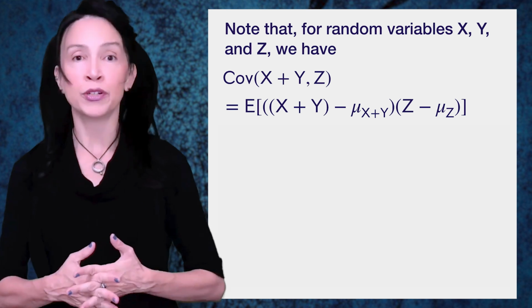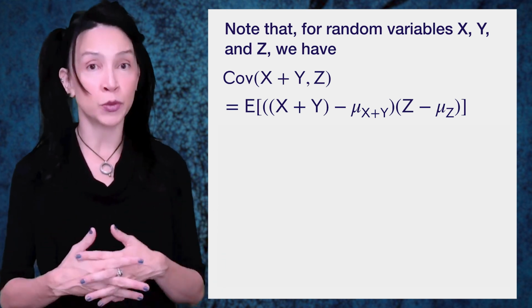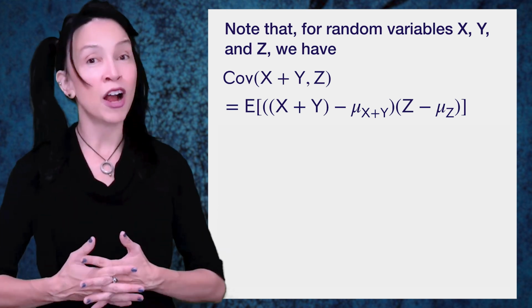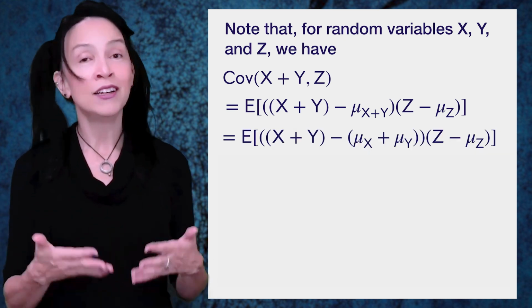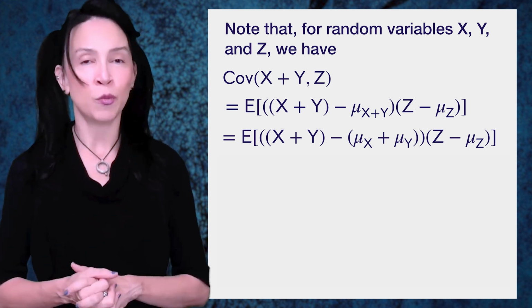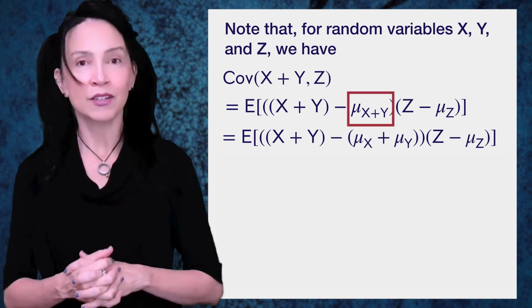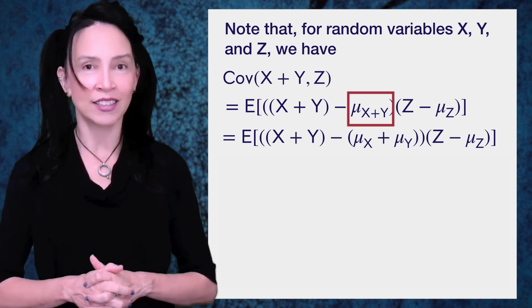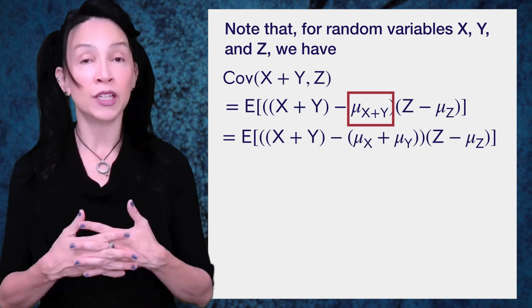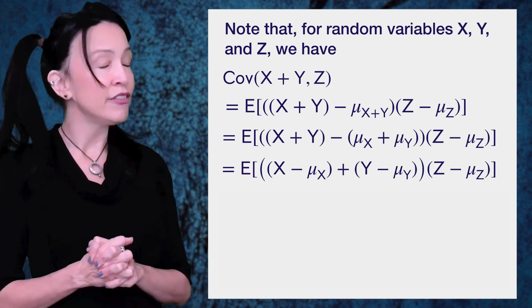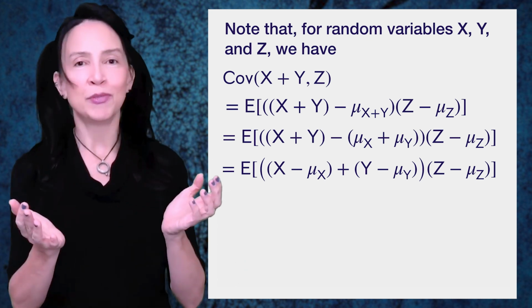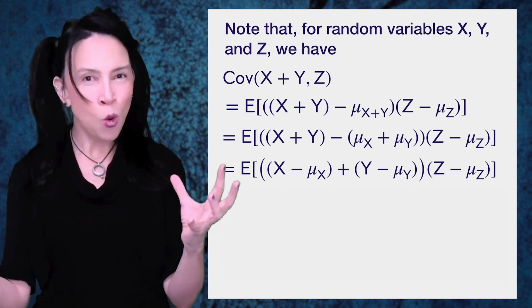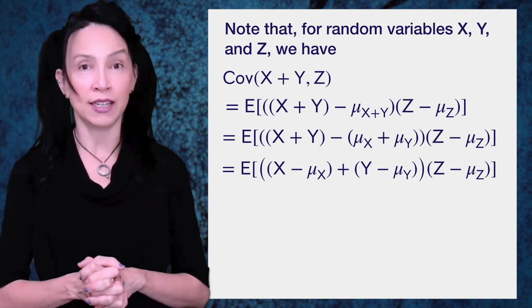Now, mu sub x plus y is the expected value of x plus y, but expectation being a linear operator, this is the expected value of x plus the expected value of y, which is mu sub x plus mu sub y. So I'm going to replace this with mu sub x plus mu sub y. And now I'm going to regroup these terms so that I have x minus mu x plus y minus mu y, and then that whole thing times z minus mu z.